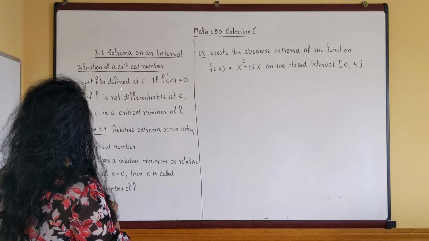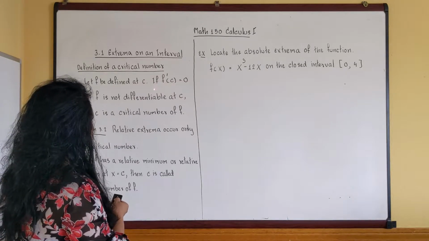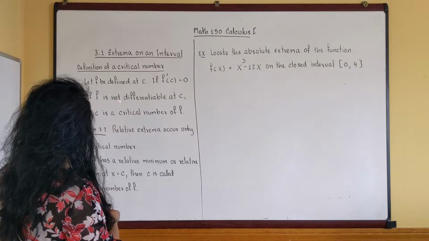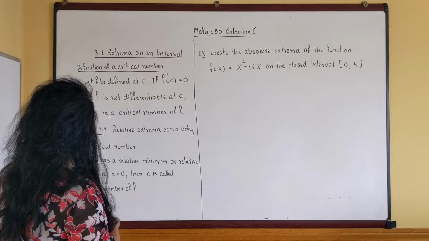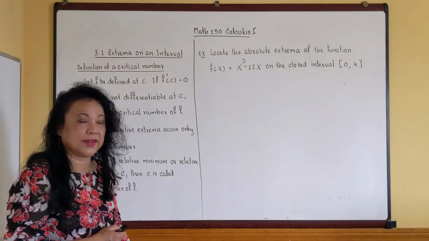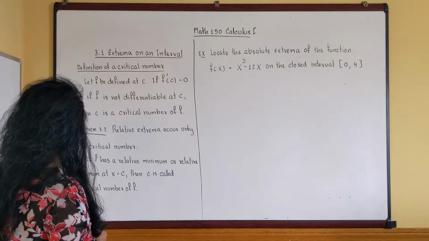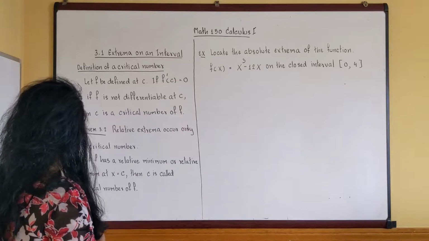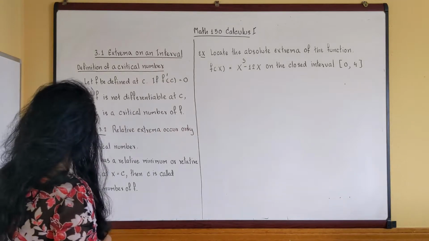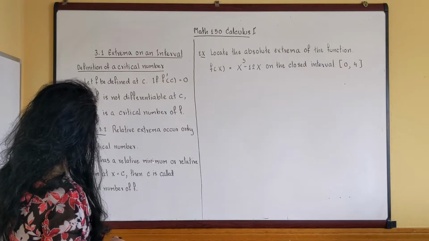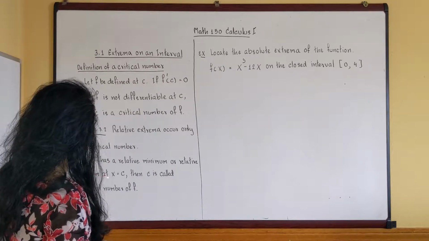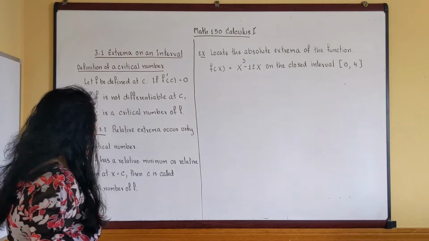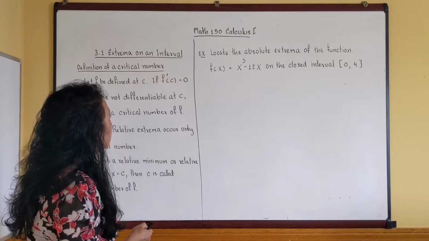Let f be defined at c. If the derivative of f at c equals 0, or if f is not differentiable at c, then c is a critical number of f. Now, Theorem 3.2 tells you how to find relative extrema: they occur only at critical numbers. So if f has a relative minimum or a relative maximum at x equals c, then c is called a critical number.